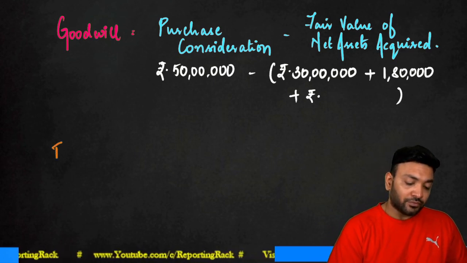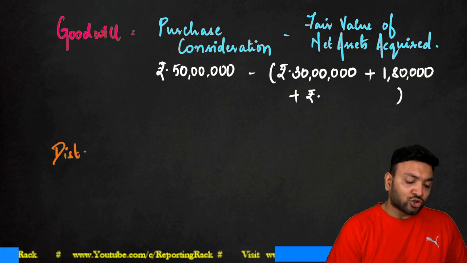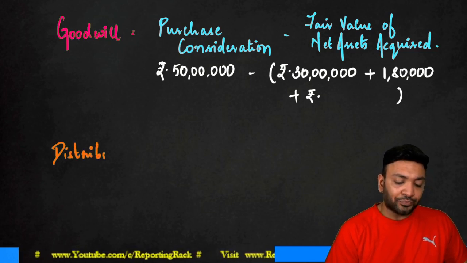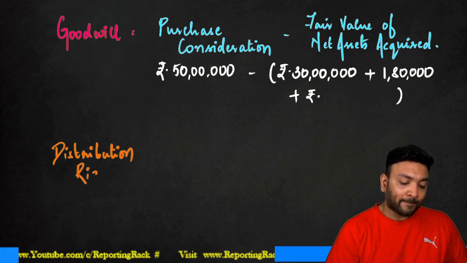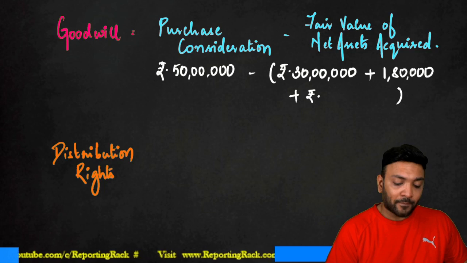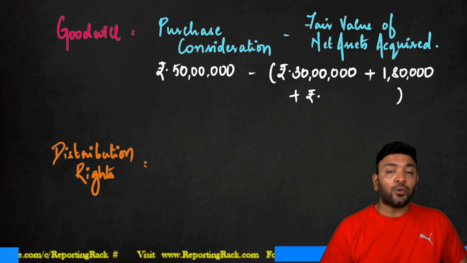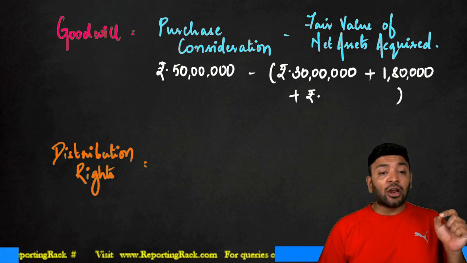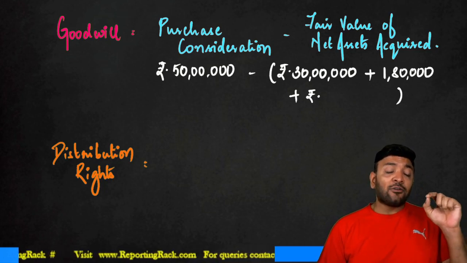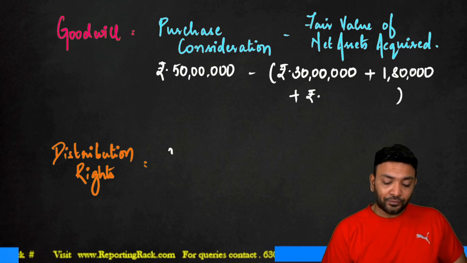Sole distribution rights is equal to how much is the amount that you're going to get every year? Every year I'm going to get 1,50,000. Like that I'll get for 6 years.